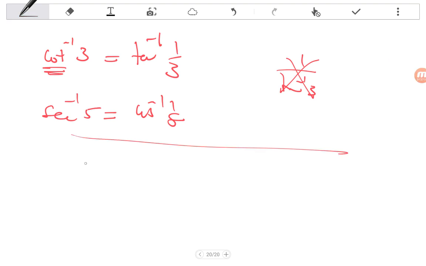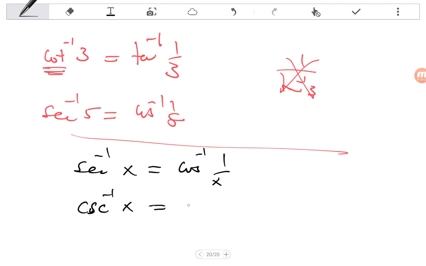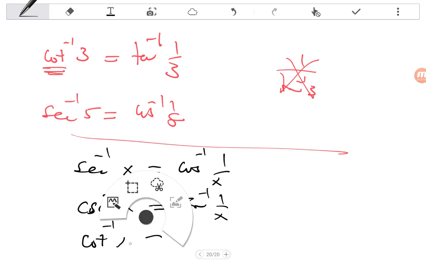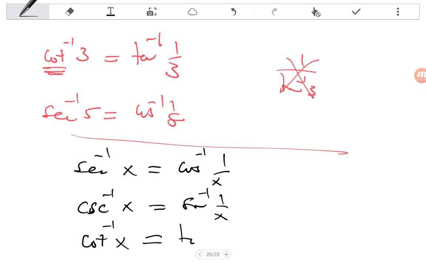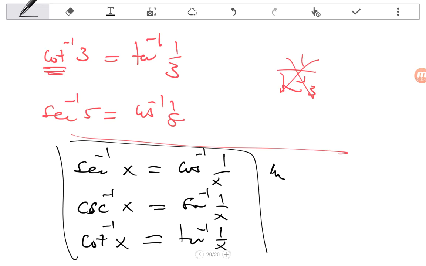Okay, so let's write the rules. If I need to find sec inverse of some x, that will be cosine inverse of 1 over x. If I need to find cosec inverse of x, that would be sine inverse of 1 over x. If I need to find the value of cotan inverse of x, that would be tan inverse but of 1 over x. Okay? So these rules also are important for us. You need to memorize these rules. Okay?